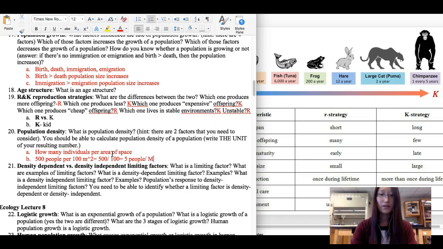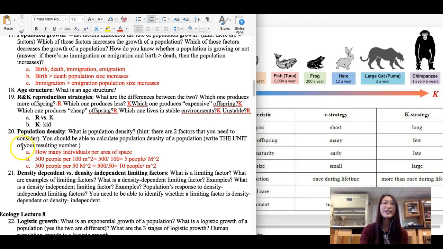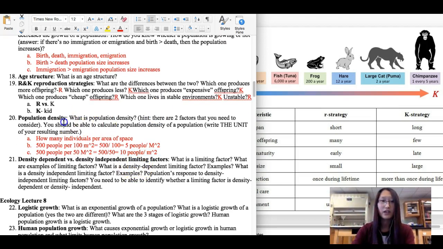per square meter, right? And then you can compare that to, let's say you squeeze those 500 people into an even smaller room, 500 people per 50 square meters. Then that will equal 500 divided by 50, which equals 10. So 10 people per square meter. If you think about it, if we squeeze the same amount of people into a smaller room, then the population density is going to be higher. Everybody is closer together. And that's how you calculate population density.